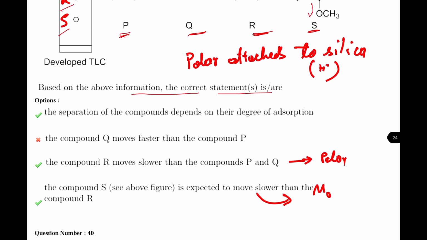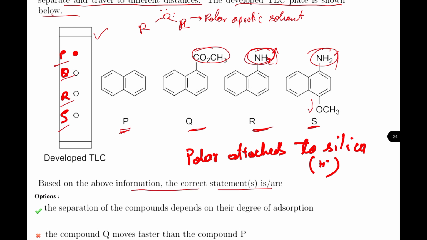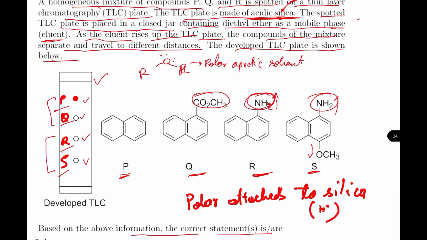If you look at the options, based on these things, if we try to make our own TLC plate, what should be the most probable movement of these compounds? R and S will be at the bottom, P and Q will be at the top. P and Q will travel more because diethyl ether is a polar aprotic solvent, right? So it's not protic, and it's a polar solvent, ether. So P will go farther than Q.